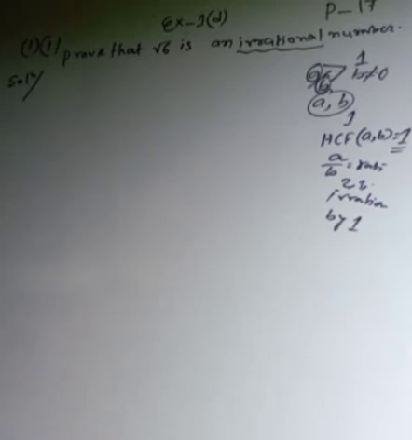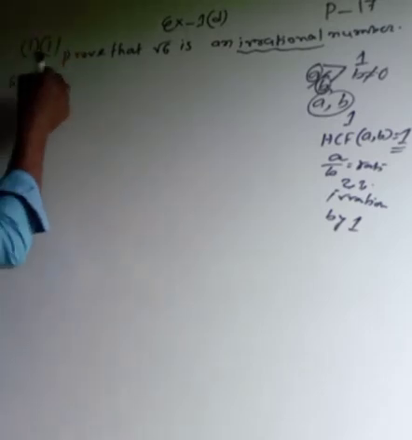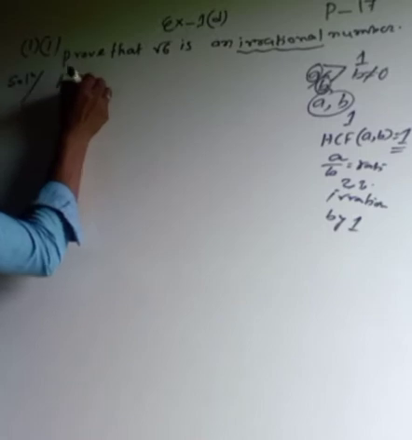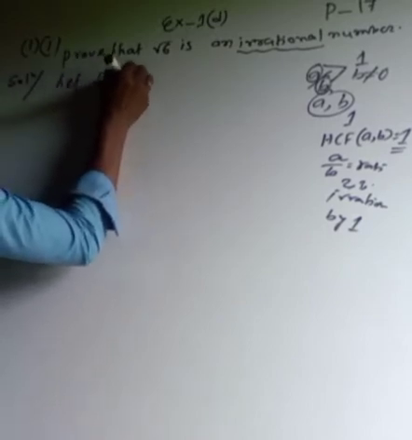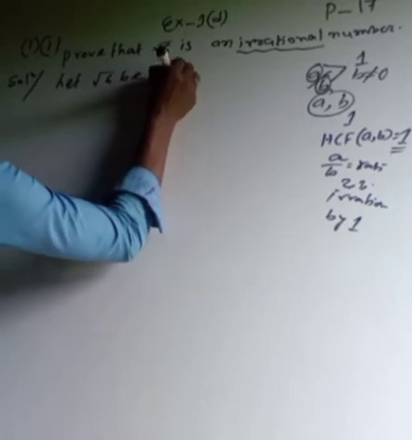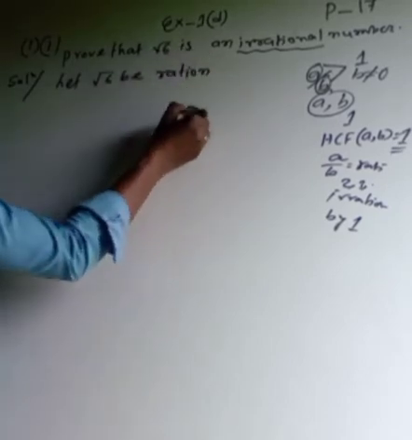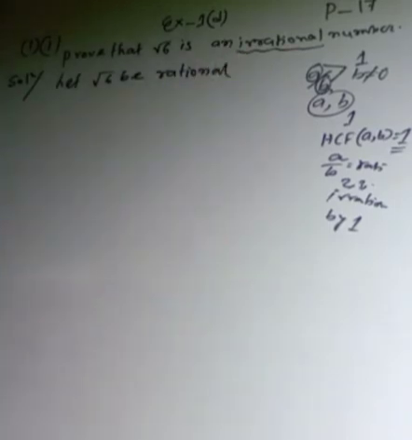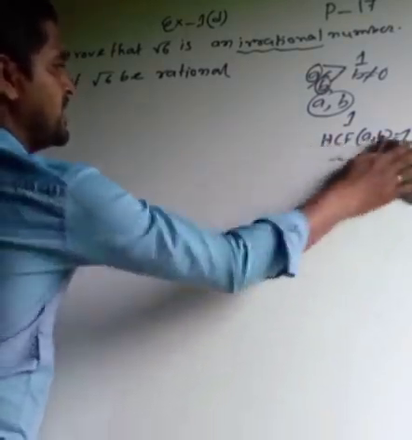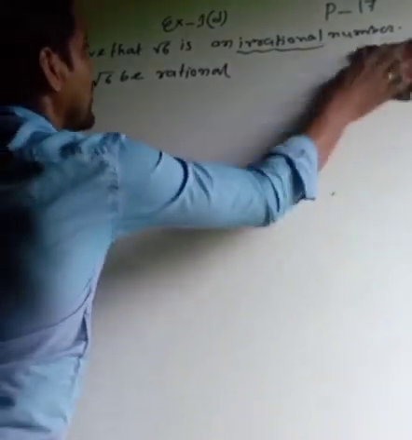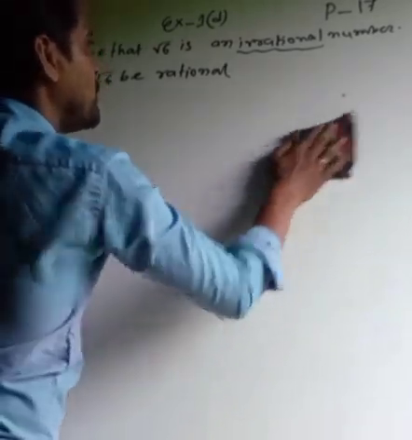So we have to use the contradiction method. What is the contradiction method? Let root 6 be a rational number. We have just assumed that root 6 is a rational number. It is not an irrational number. We have to prove that root 6 is an irrational number.